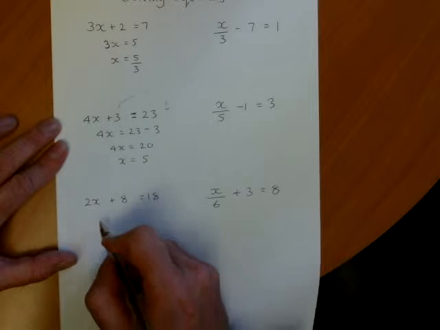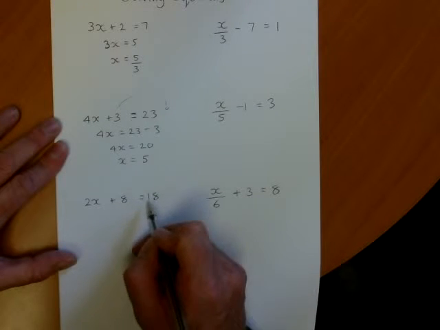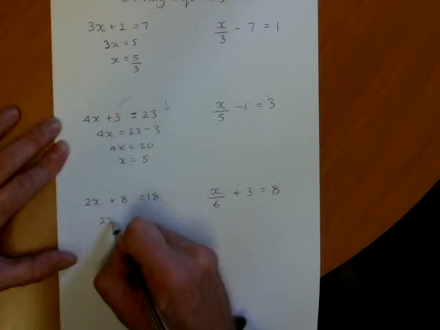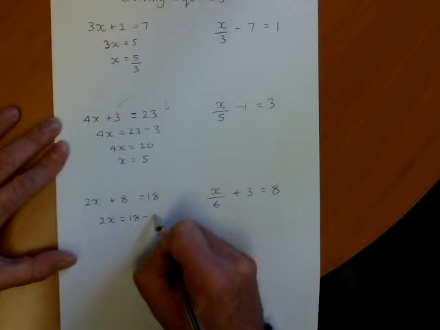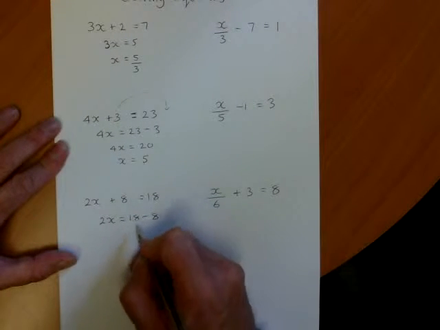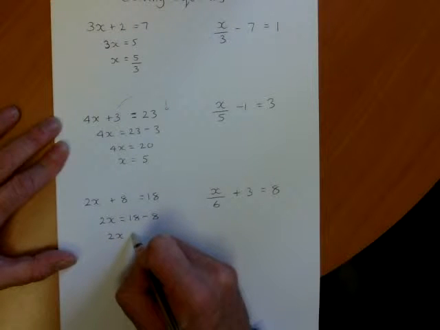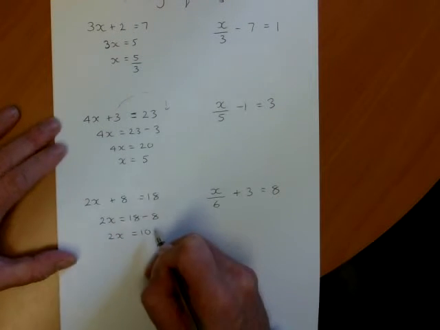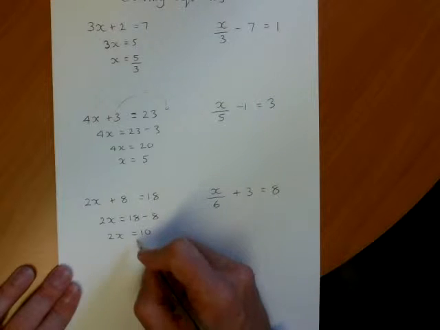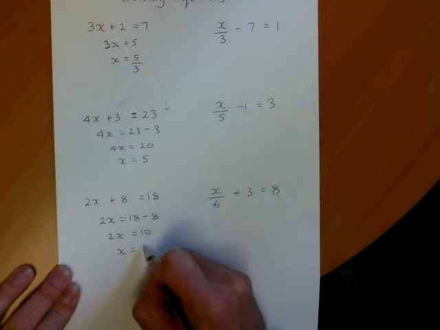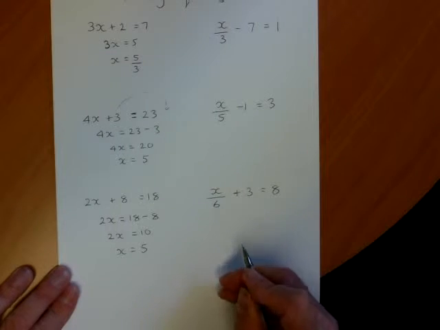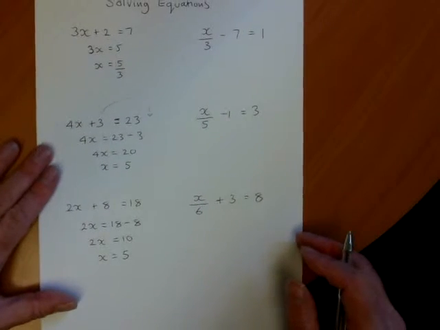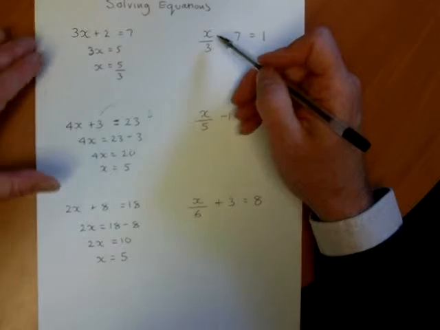Okay, on to our final question of this type. 2x plus 8 equals 18. So 2x will equal 18, subtract 8. So 2x equals 10. And so 2 lots of our x is 10, and so x must be 5. So those involved adding, subtracting, and multiplying. We'll now look at some equations that require division.